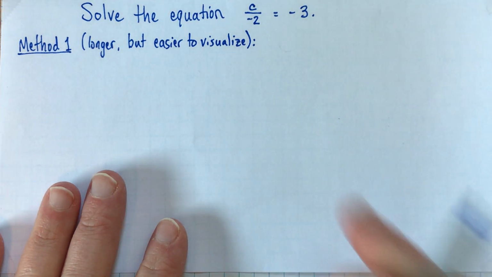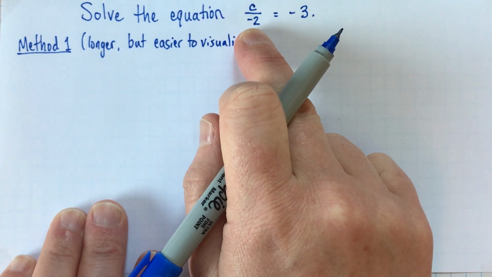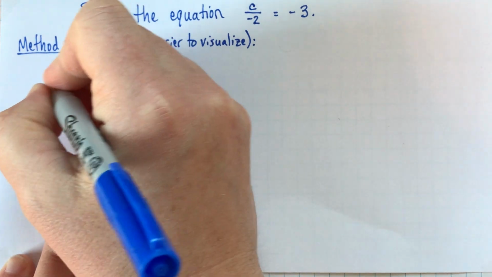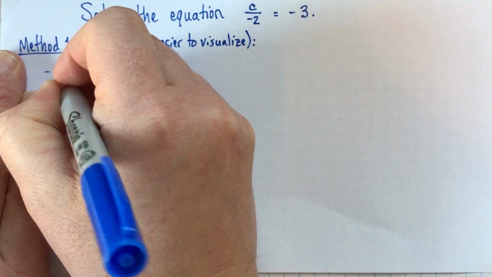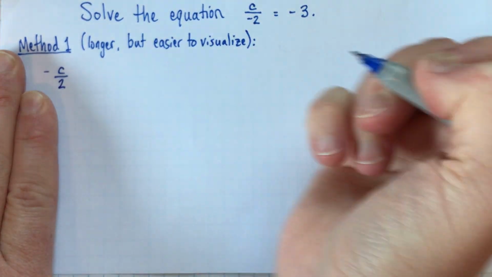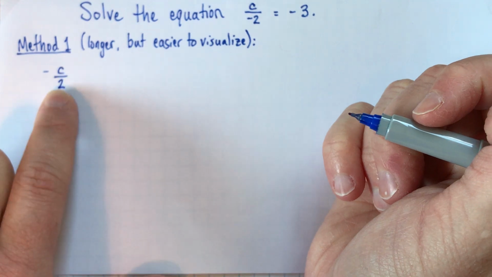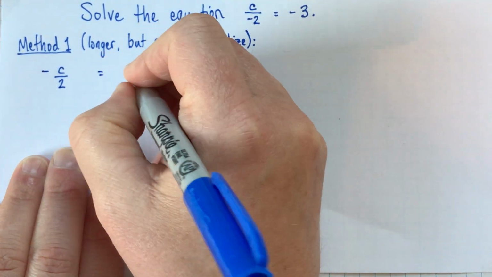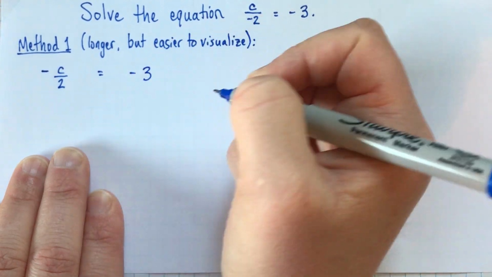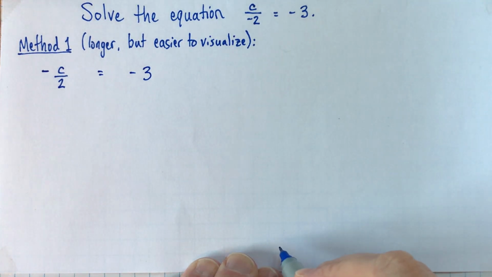Alright, so the first method, the first thing it depends on is this fact here, c divided by -2. Another way to think of that is to take the negative and essentially put it out front. So it's the same thing as negative c divided by 2, or a half of c. So that's really important for this method here. And that's equal to -3. Okay, so what we can imagine here, make a little balance scale down at the bottom over here.